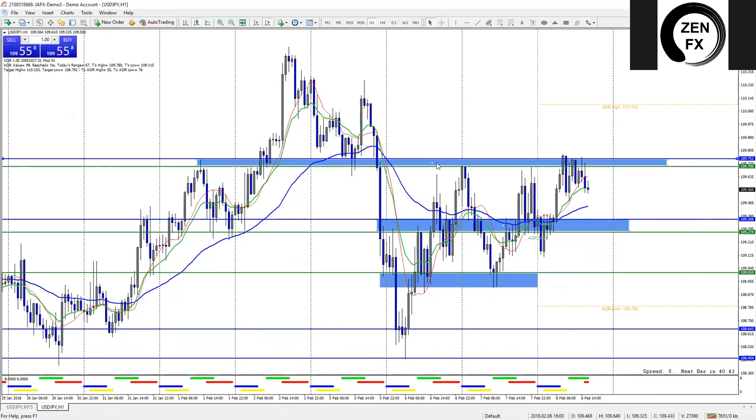We'll leave it there. So it forms this brick wall because price has to get through both these levels to be able to make it into an uptrend, to retest and then continue into a bullish trend. So right now it's stuck between these two levels.